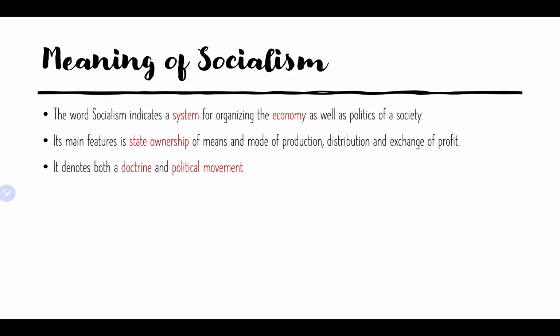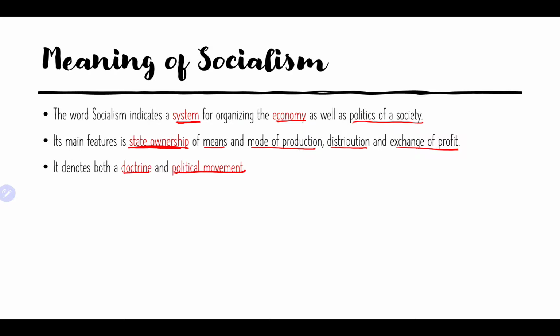Moving forward, the meaning of socialism. The word socialism indicates a system of organizing the economy as well as the politics of a society. The main feature is state ownership. The main postulate is that it supports state ownership of the means and mode of production, distribution, and exchange of profit. It denotes both a doctrine and a political movement.